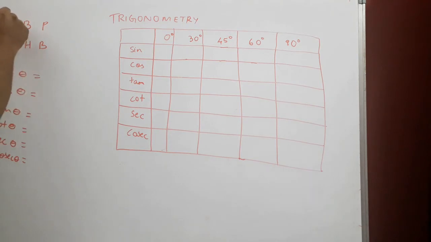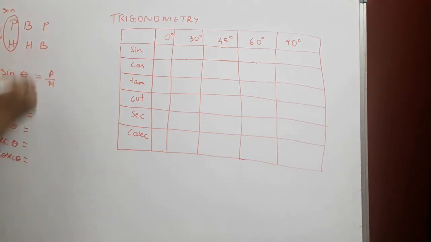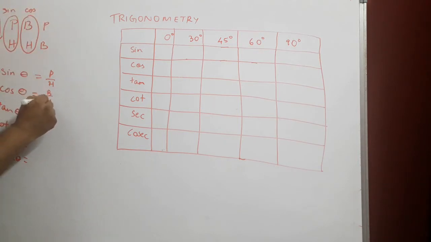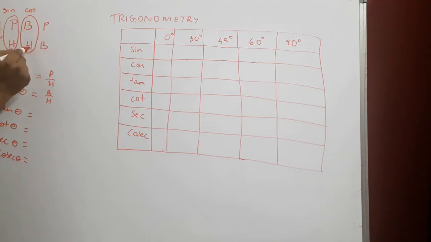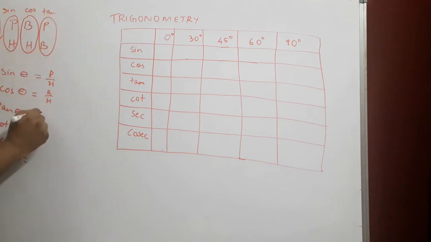So from Pandit Badri Prasad we come to know that P upon H, going downwards from top to down, is our sine theta. So P upon H gives us sine theta. Then B upon H gives us cos theta. So we have B upon H, cos theta. We are moving from top to bottom. Similarly, we have P upon B, which is our tan theta. So P upon B we write as tan theta.